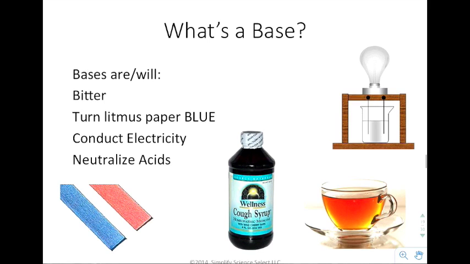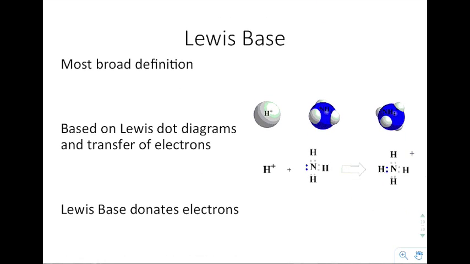Now I need to talk about bases. Bases are generally thought of as the opposite of acids. Bases are bitter, they turn litmus paper blue. They conduct electricity and they will neutralize acid, so they are electrolytes. Now, for bases we have the same thing. We have a Lewis base, a Bronsted-Lowry base, and an Arrhenius base definition. The Lewis base is the most broad definition.